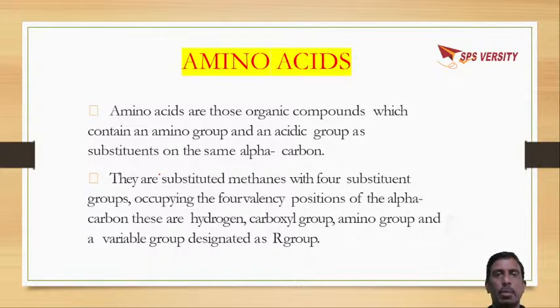The next biomicromolecule is amino acids. Okay. The name itself says इसमें amino group रहता. They contain an amino group and an acidic group. And both this amino group and acidic group are attached to the same carbon, that is the same alpha carbon.